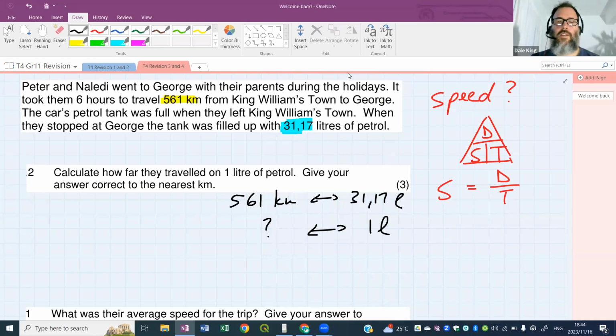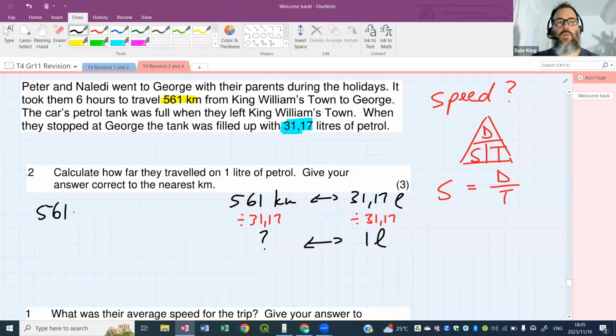Very good. All right. So if we look at this little sketch that I've drawn here, to get 561 kilometers, you need to put in 31.17 liters. So how many kilometers for 1 liter? So what do we do to this 31.17 to get it to 1? Well, we can divide by 31.17, but we must also do that on this side.